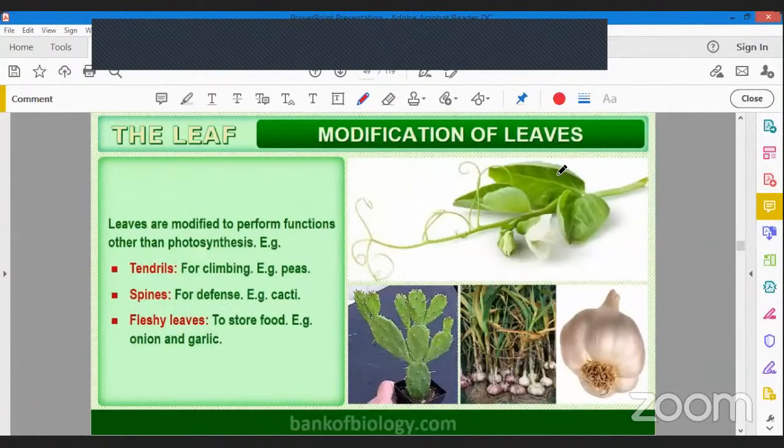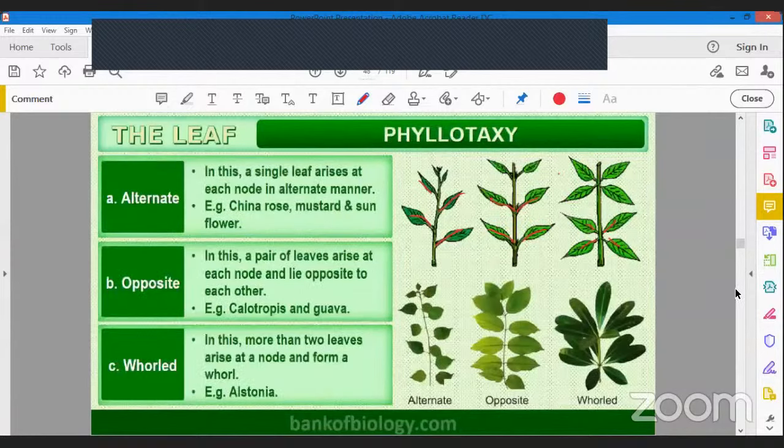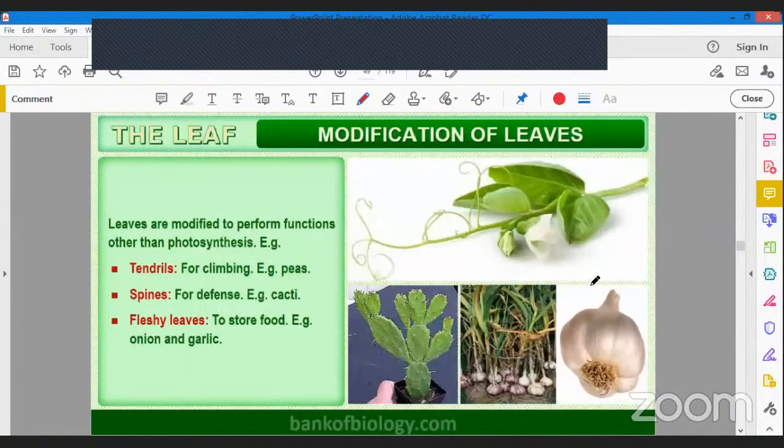Then modification of leaves. So leaves are modified to perform functions other than photosynthesis. Okay. Example, tendrils. So what we studied, we also studied stem tendrils. So there, what is happening? The stem is modified. That is, the axillary bud is modified for different functions. Okay. So here, what is happening? The leaf is only modified. So there, they were stem tendrils. Here, what you are studying is the modification of the leaf. So the leaf is modified into tendril in the case of pea. Okay.